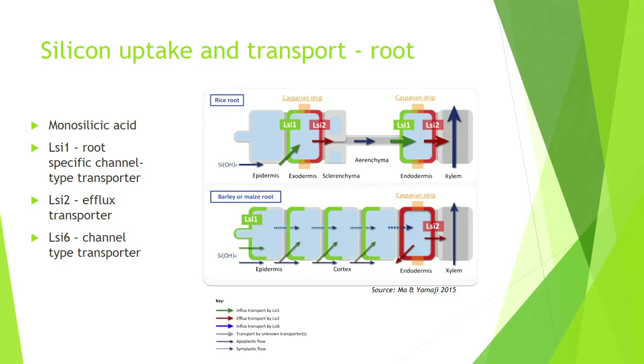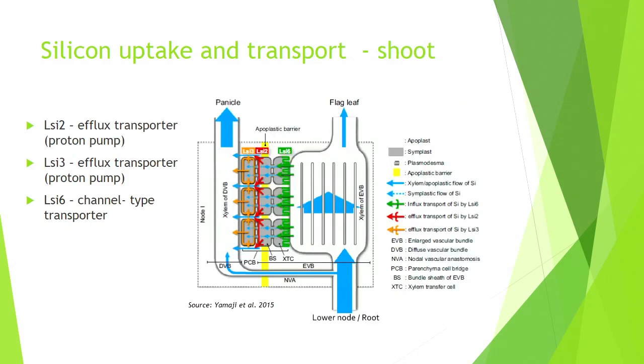We also find that LSI6 is present in the root. It's primarily found in the root tips, and the function of this transporter in the roots is currently unknown. Then moving up into the shoot, we've got LSI6, which takes the silicon from the xylem and passes it on cooperatively with LSI2 and LSI3. It pumps silicon up into areas of low transpiration, and the silicon gets deposited in places like the panicle and the nodes, and also in the leaf.